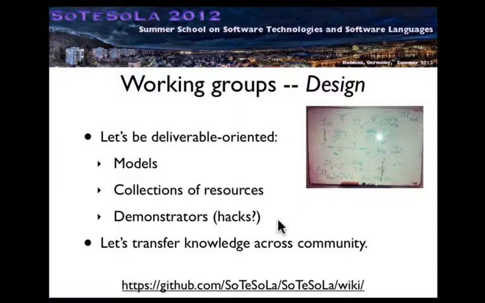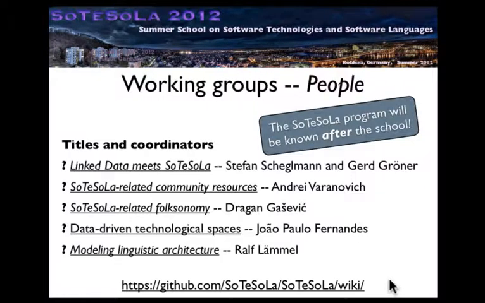So we bring together multiple communities. For example, we have linked data people, semantic web people talking to more programming language people, and perhaps there's some synergy and some results in the working groups. There's lots of information available online on a wiki. Please have a look. Here's some people and some titles of candidate working groups, just so that you get an idea.